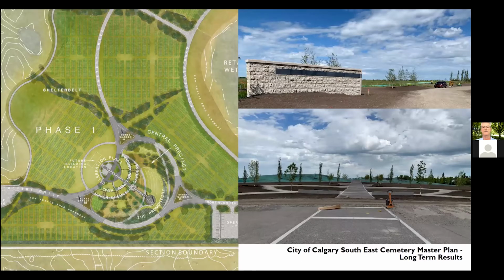So this is the new central focus area at Southeast Calgary Cemetery. So we've got the master plan image on the left, and then you have the built image on the right. And you can see that the two are not precisely the same, because during design development, construction drawings, things change. The ideas improve. The client and user input increases significantly. And so ultimately, the final plan represents that level of input.